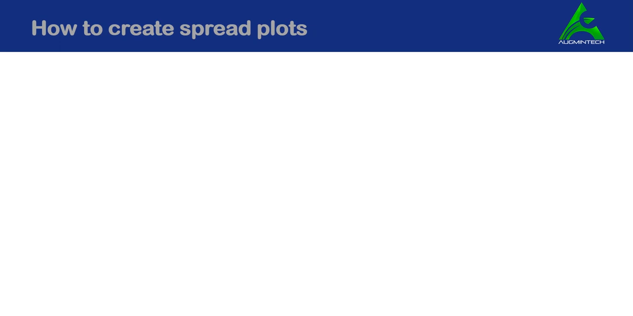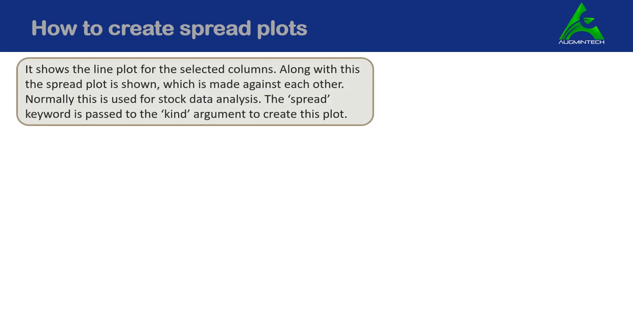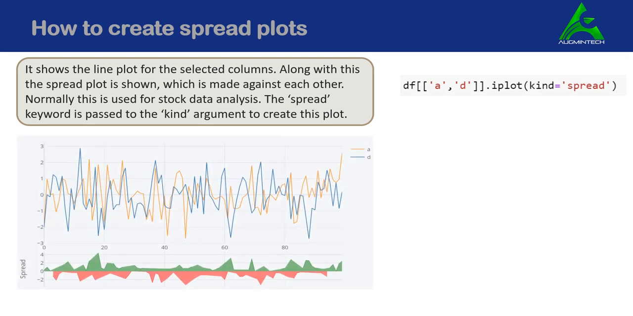Now let's see how to create a spread plot. It shows the line plot for selected columns. Along with this, the spread plot is shown, which is made against each other. Normally this is used for stock data analysis. The spread keyword is passed to the kind argument to create this plot. So here we do iplot of kind equals spread, and this is how the spread plot looks like. This is the spread, and these are the line plots, and this is actually used for stock data analysis just to see the stock variations.